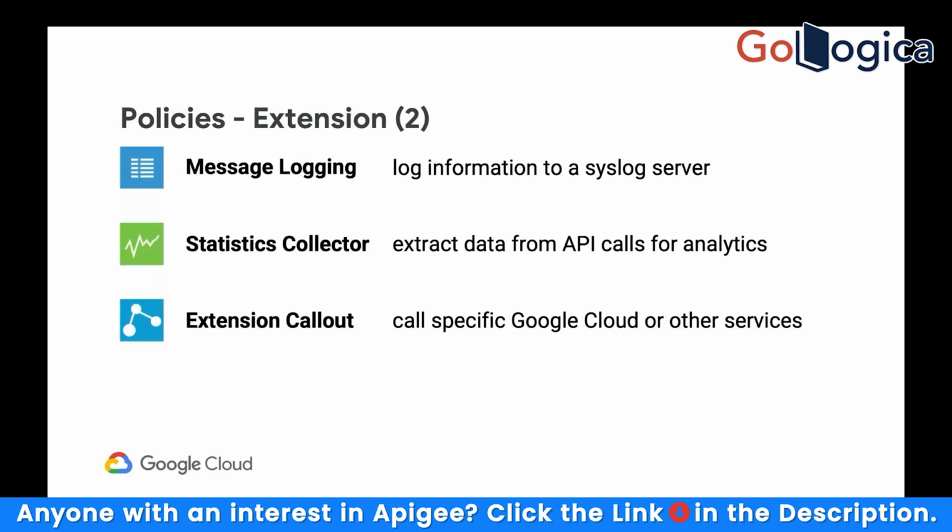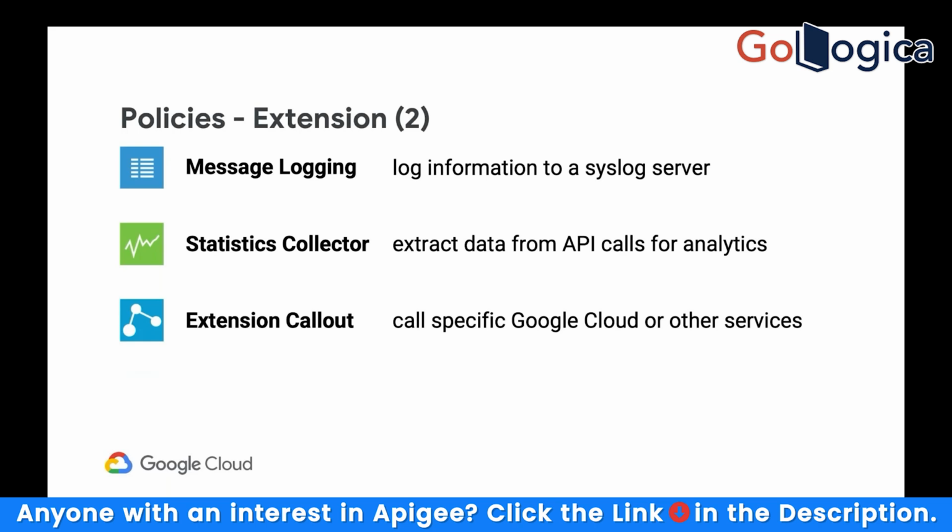Then in extension we also have the message logging policy. Remember one thing, Apigee does not log the payload by default. So we have the message logging policy, which will log the information to a syslog server. Most of the time we have syslog servers like ELK, Splunk, Logstash, Kibana dashboard, or Sumo Logic. There are many syslog servers. So you can put those Apigee request or response logs into those syslog servers. This message logging policy does that. It can connect with any syslog server and put the log there.